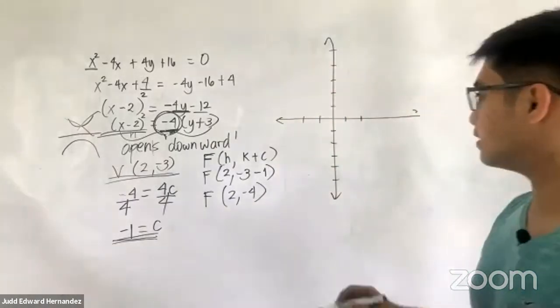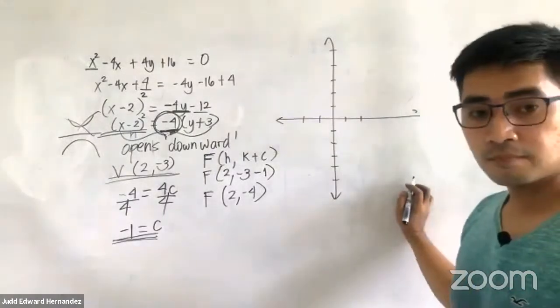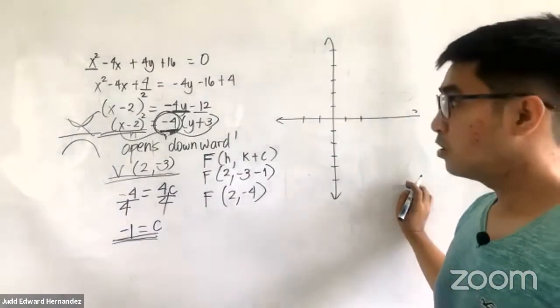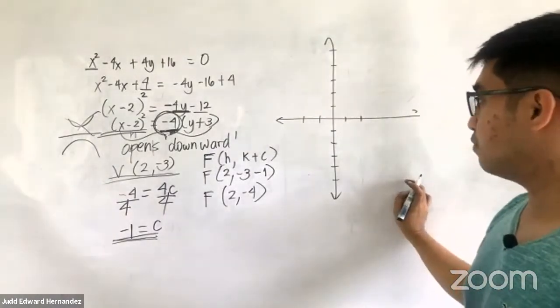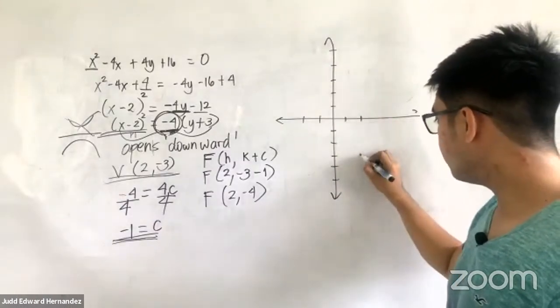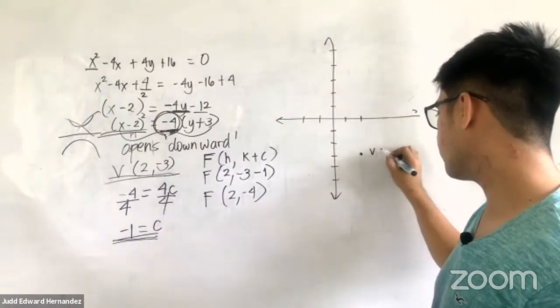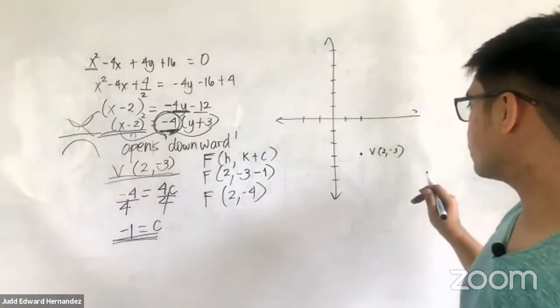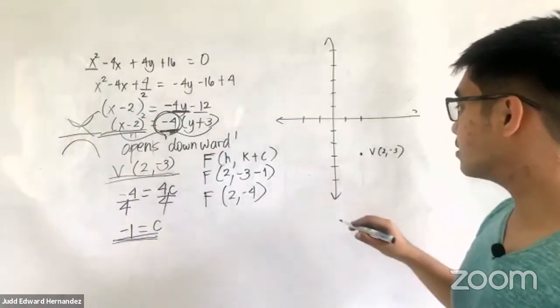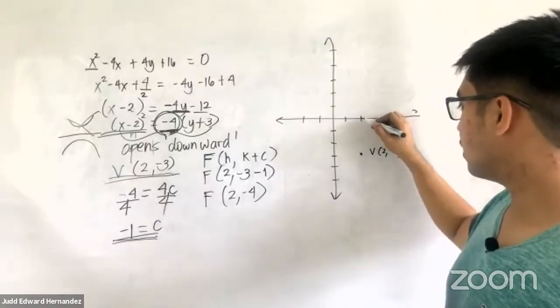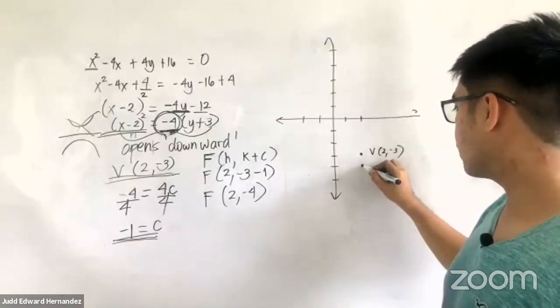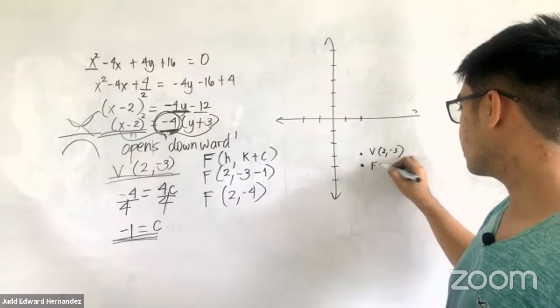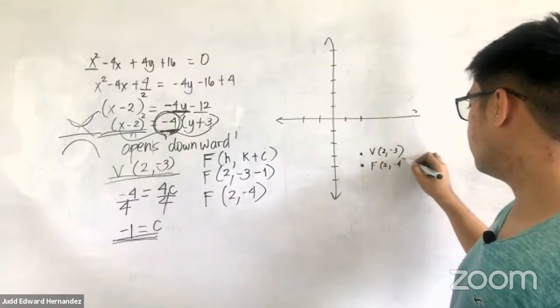Asan daw yung vertex natin? Where is the vertex located? 2 and negative 3 po. 2, negative 3. Okay, this is the vertex located at 2, negative 3. Where is the focus? Focus is 2, negative 4. So we have negative 4. This is the focus. That is 2, negative 4.